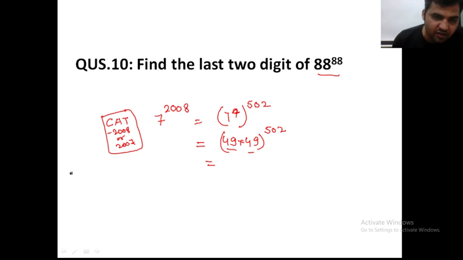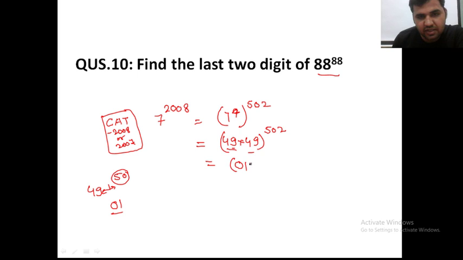If you want to find the last two digits of any number which is near to 50, this is a similar method of Vedic multiplication. Just take the difference of 49 from 50. 49 is at a difference of 1 from 50. So 1 square is 01. So you can straight away say the last two digits of 49 into 49 is 01. So this is 01 power 502.